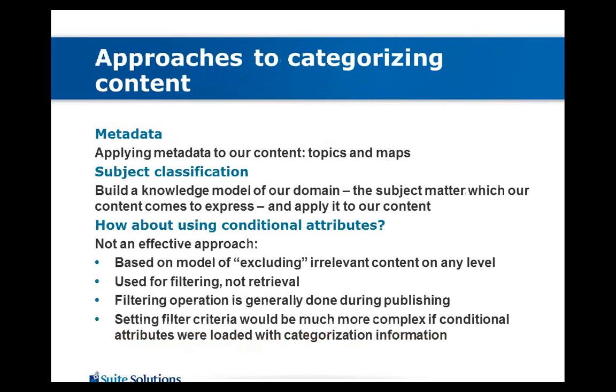So there's a few different approaches for categorizing content. One is metadata, which is applying metadata to our content, either the topics or the maps. We'll talk about that a little bit more. There's subject classification, which will be the subject of this talk, which is basically building a knowledge model of our domain, of our product and our subject matter, and applying it to the content.